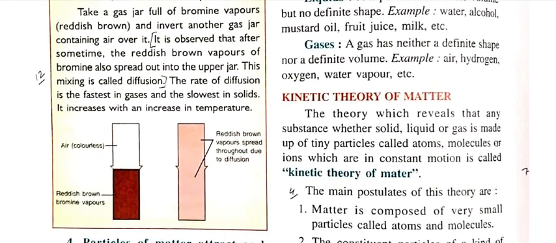You have studied these points in class 5 and 6 also, 7 also. Coming to the next point, kinetic theory of matter. The theory which reveals that any substance, whether it is solid, liquid or gas, is made up of tiny particles called atoms, molecules or ions which are in constant random motion is known as kinetic theory of matter. There were some postulates given by some of the physicists. Now we will see 5 particular points in this book. Main postulates of this theory.